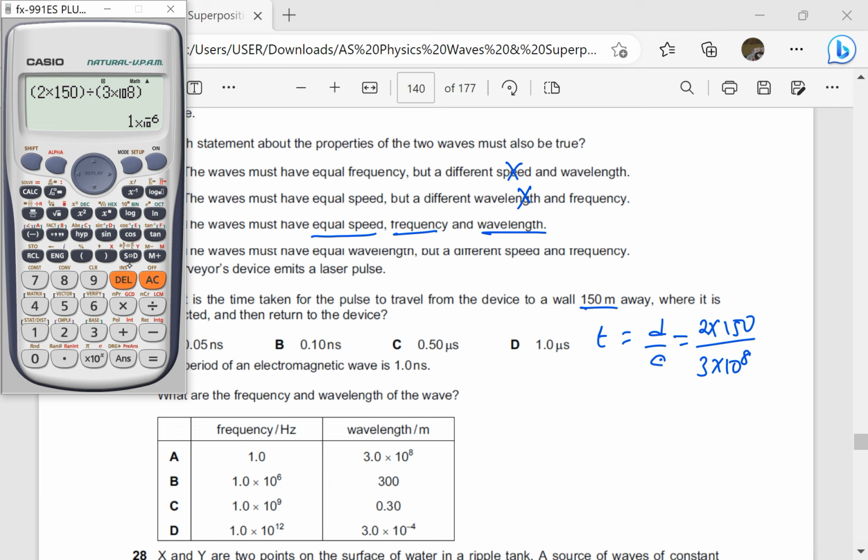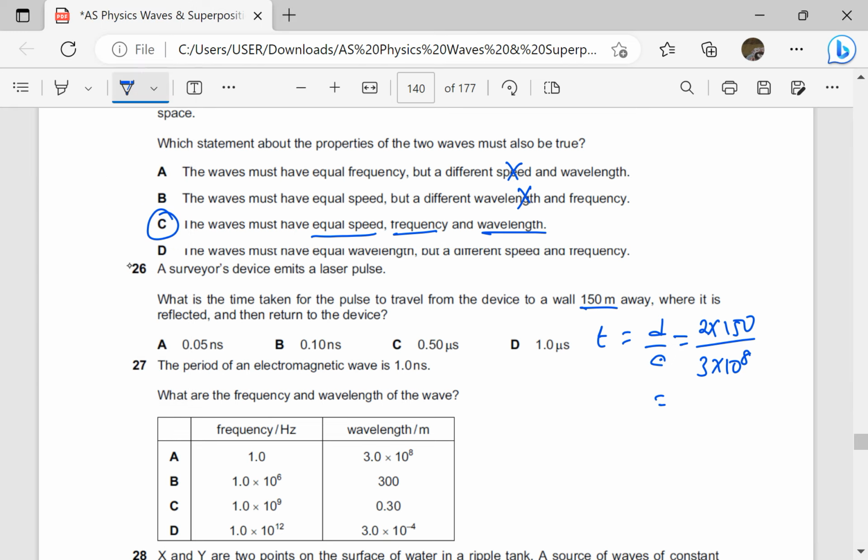So that is 1.6 times 10 power negative 6, and that is 1 microsecond. So this is 1.0 times 10 power negative 6 seconds, which is 1 microsecond. So the answer is going to be D.